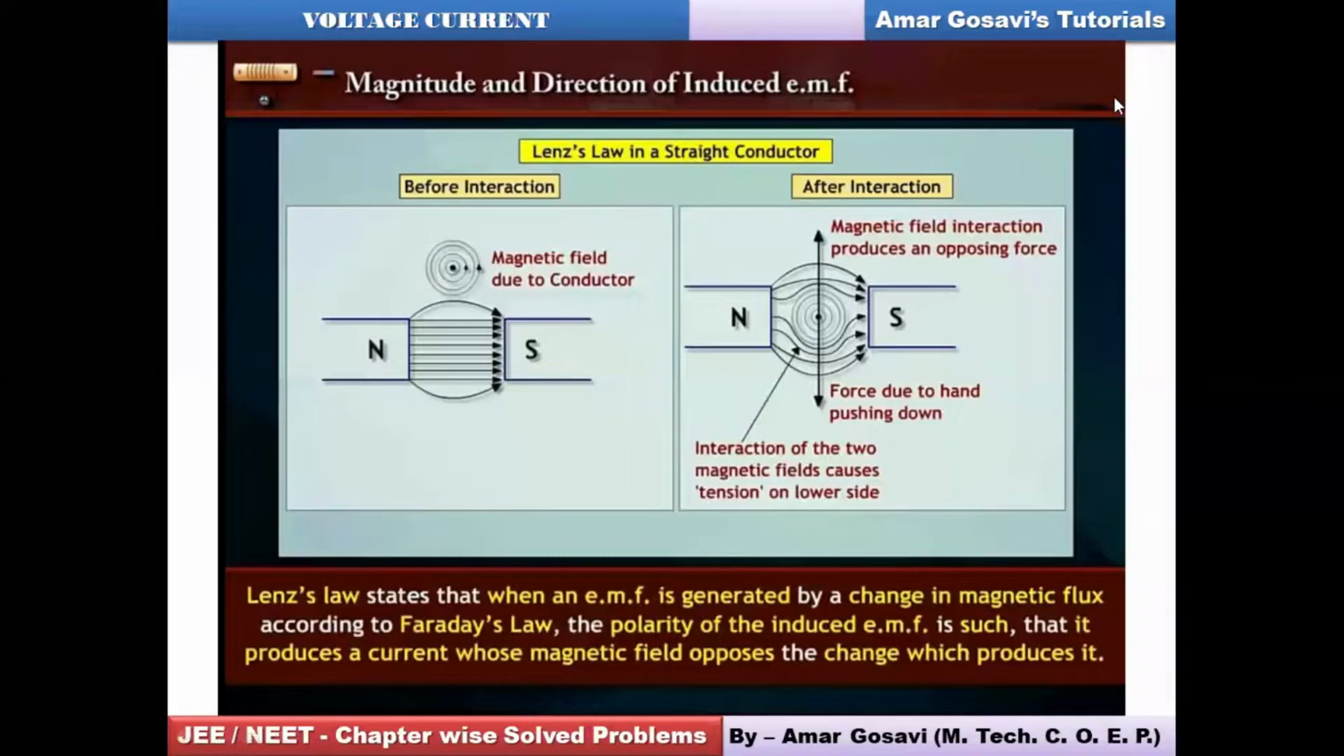Here specifically we can come to a conclusion. We can have a look at two pictures, before interaction and after interaction. The magnetic field interaction produces an opposite force because two magnetic fields are interacting. Here again we state Lenz's law finally: EMF is generated by changing magnetic flux, and the polarity of the induced EMF is such that it produces a current whose magnetic field opposes the change which produces it.